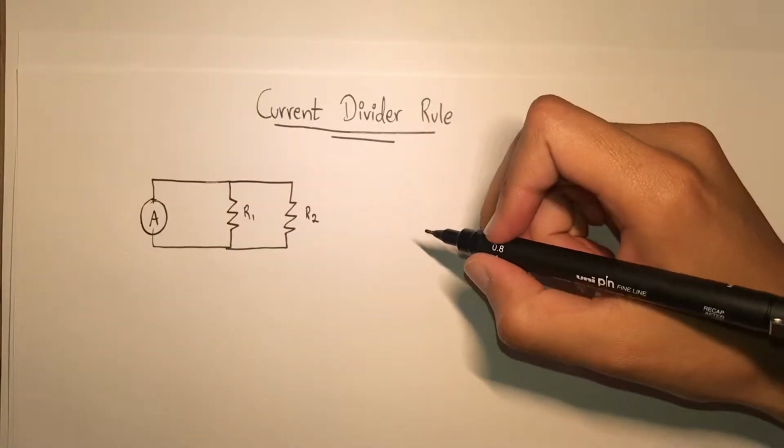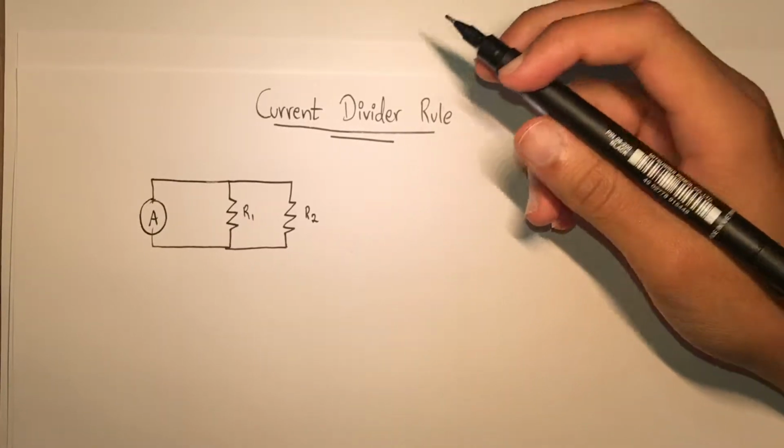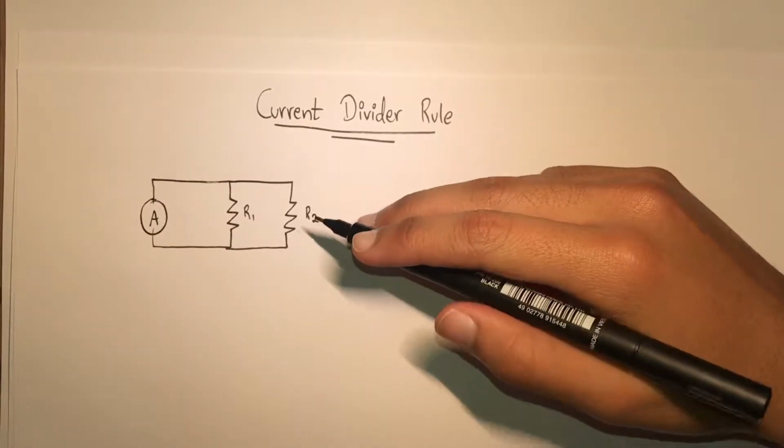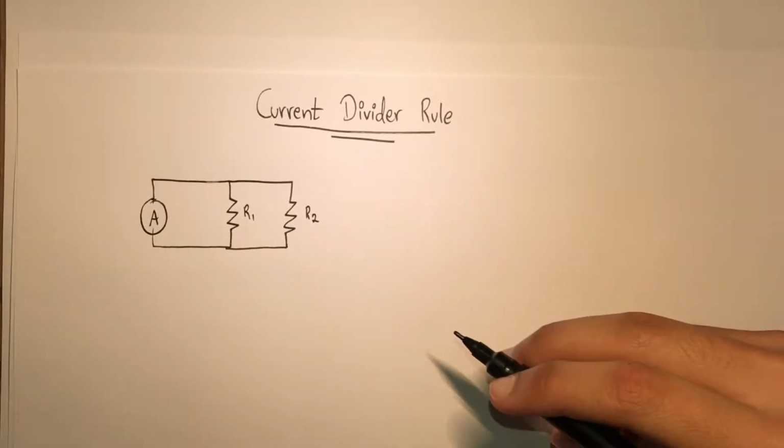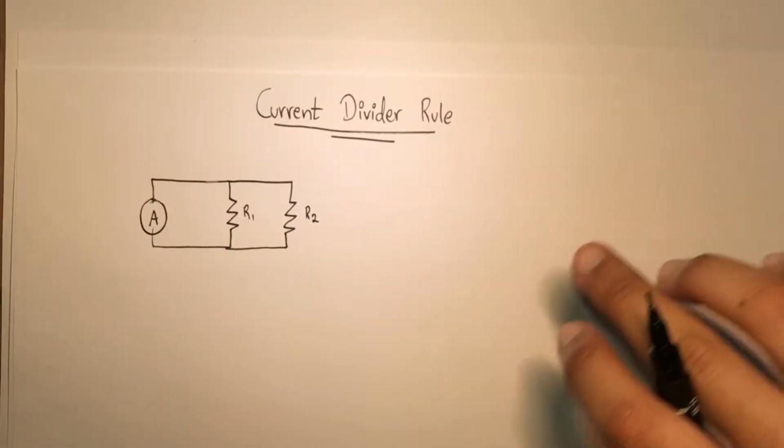Hey there, in this video I'll be talking about the current divider rule. This rule is used to calculate the current through any individual resistor that is in a parallel combination.